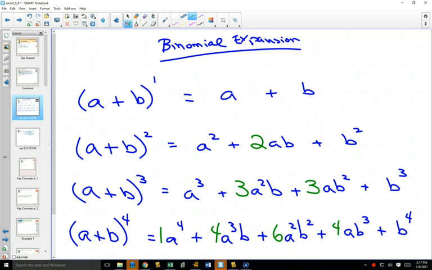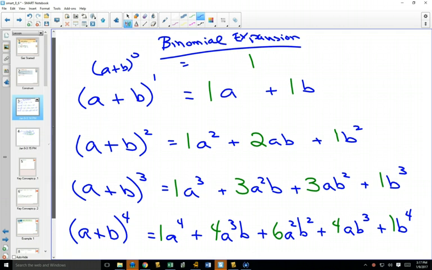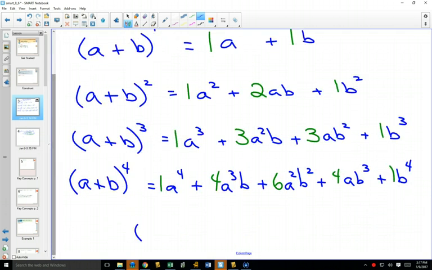Now, I didn't put 1s in front of these, but I could have, right? And we didn't do a plus b to the 0, but that's just equal to 1. But when we're expanding binomials, we get Pascal's triangle. Now, part of the reason Pascal's triangle comes out in a binomial expansion, and I'll show it with a plus b to the 4.